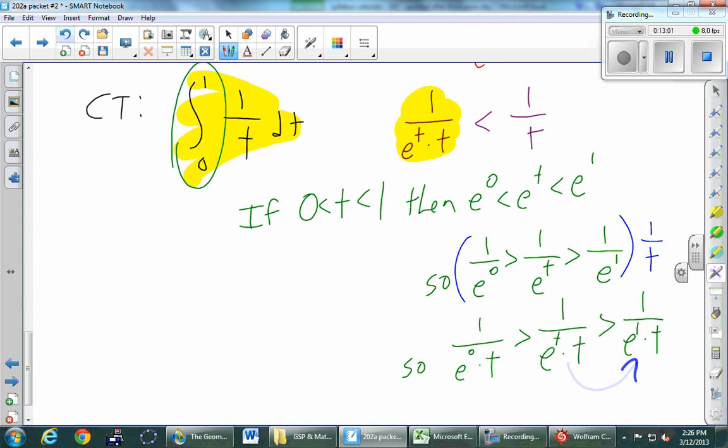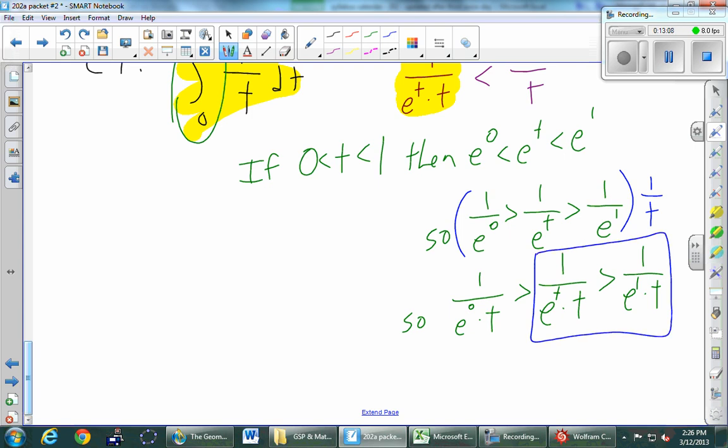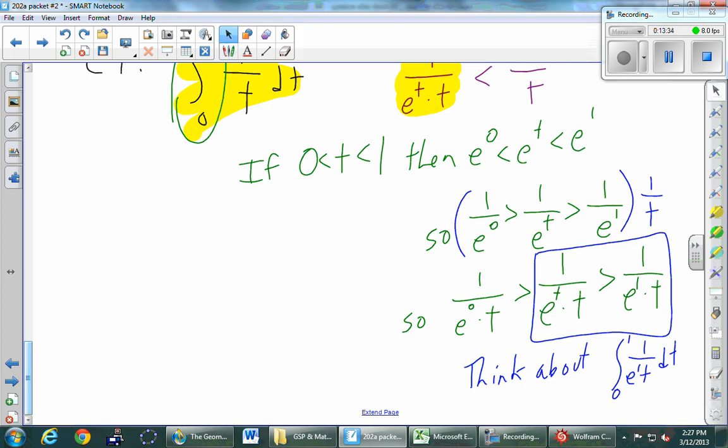And so I'm not going to take this all the way to the end, but we are going to use this fact right here. The integral that you want is bigger than 1 over e to the first times t. So we're just going to think about this integral right here. And if you can prove that that integral diverges, then the one that we have, which is a little bigger, must diverge. So there's a little left to do on that one. So think about that one.